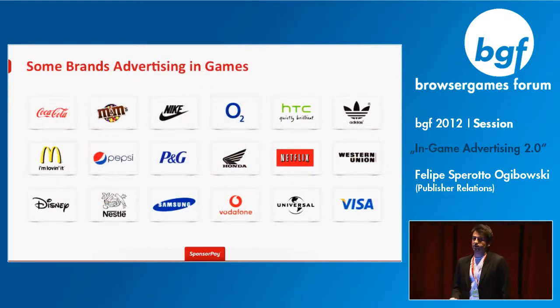Those are just some of the advertisers we work with. A lot of them are very innovative in looking into the space, and they all have really big budgets to spend in branding.